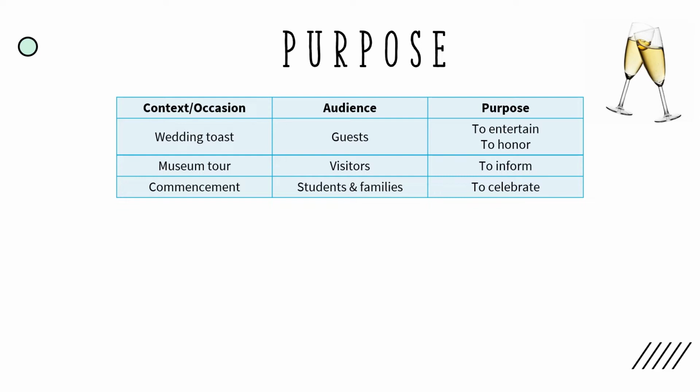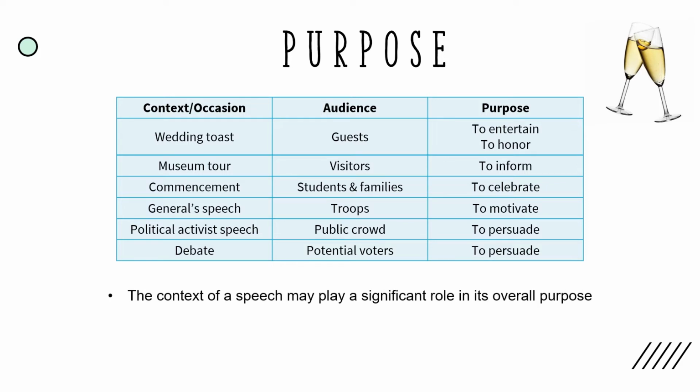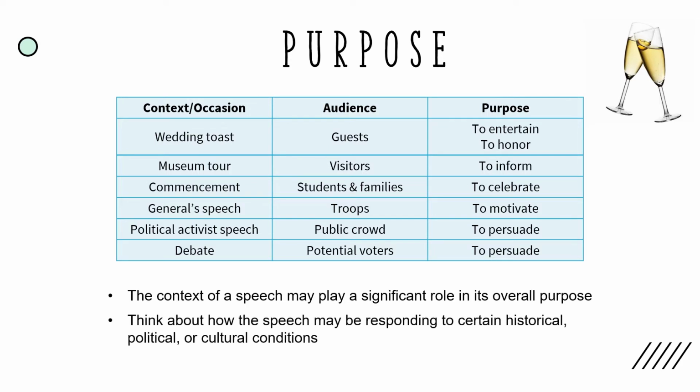Speeches can also be very powerful methods for persuasion. In war, a general might give a speech to motivate his troops. A political activist speech could expose a societal injustice in order to persuade a public crowd to change their way of thinking, while a debate may aim to justify a candidate's opinion and persuade potential voters to vote a particular way. In this way, the context of a speech may play a significant role in its overall purpose. Think about how the speech may be responding to certain historical, political, or cultural conditions.